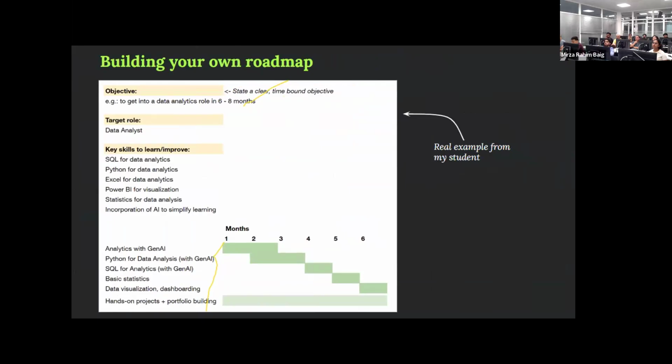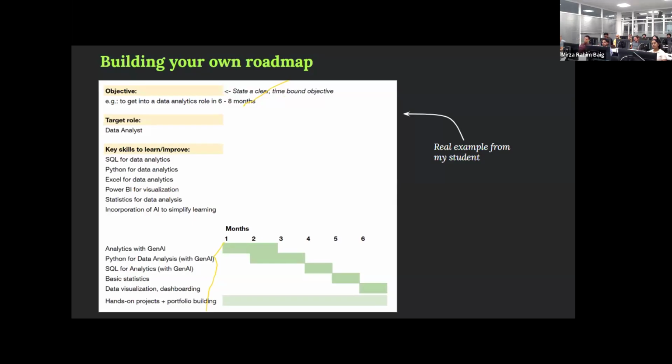They said, okay, I want to get into a data analytics role in 6 to 8 months. They're already in a close-to-data role, so that's why 6 to 8 months is fine. So they had a clear time-bound objective. They said, I want to be a data analyst, not a data scientist. And according to that, they said these are the skills they want to learn or improve on: Power BI, Excel, Python, and statistics.